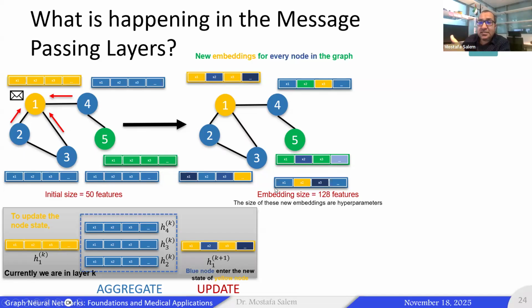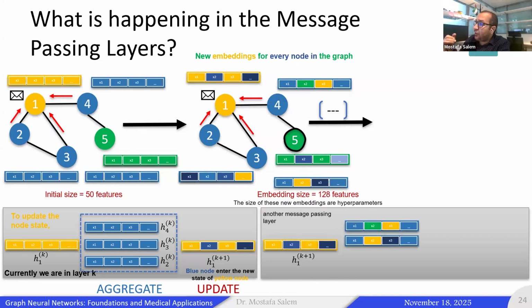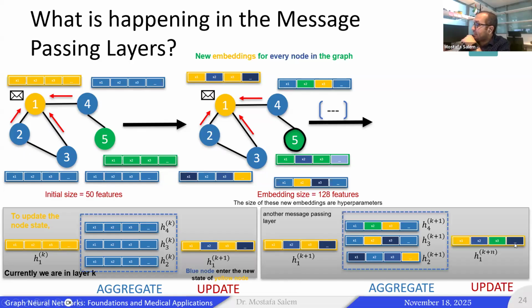So I will pass this new graph to another message passing layer, and I will do the same. So I will gather the information of its direct neighbors. Now, the embeddings of 4, 2, and 3: the embedding of 4 knows something about 5. So after doing the aggregate and update, you can see that the new embedding of node number 1 now has something to know about the green node.